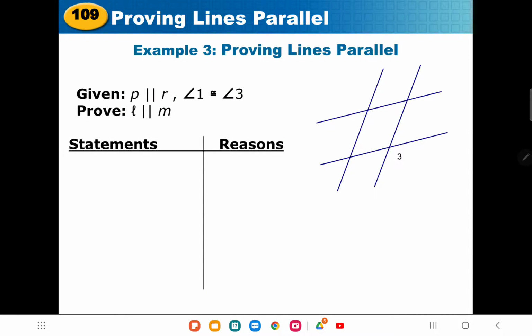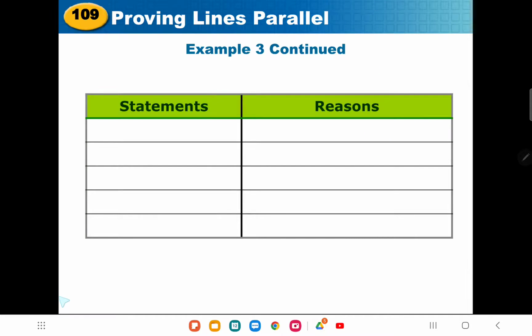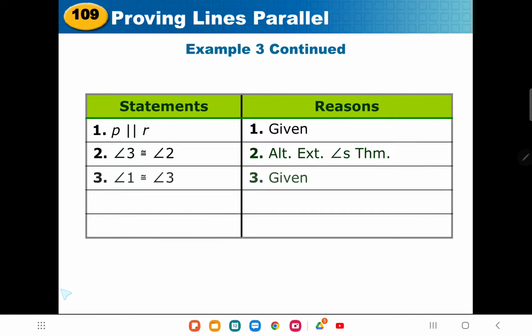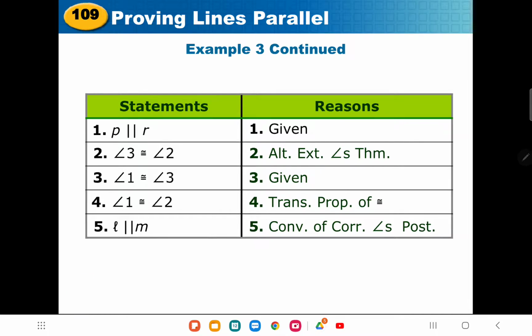All right, another example, proving lines parallel. We are given that P is parallel to R, and angle 1 is congruent to angle 3. So we're going to see these statements and reasons pop up. P is parallel to R is our given. Because of that, angle 3 is congruent to angle 2 by the alternate exterior angles theorem. 1 is congruent to 3 is another given. By the transitive property of congruence, then, we have 1 is congruent to 2. And this leads us, on the converse of corresponding angles theorem, to come up with L is parallel to M.